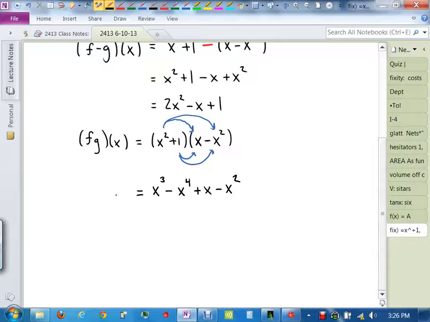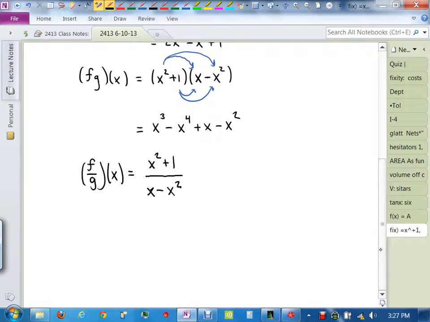What about division? The last one is 1 times negative x squared. So the next one, f over g, I think hopefully that's obvious that that's just division, right? X squared plus 1 over x minus x squared. Now there's not a whole lot you can do with that, okay? There's not a whole lot you can do with it. So we could leave it like that.